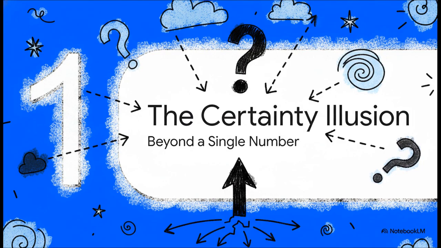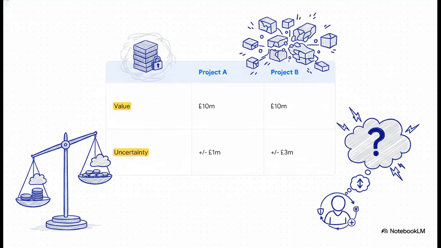And that leads us straight into what you could call the certainty illusion, this really common trap of thinking that one single forecast is the absolute truth. Let's see what that actually looks like. Okay, so imagine you're looking at two projects. On paper, they both look identical, an expected value of 10 million pounds each.